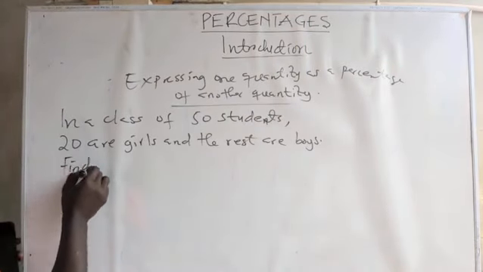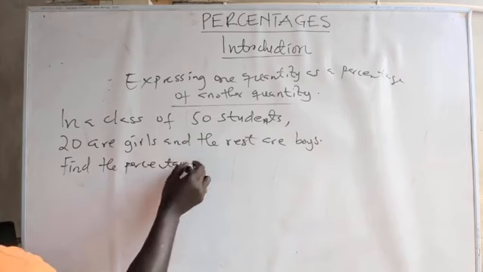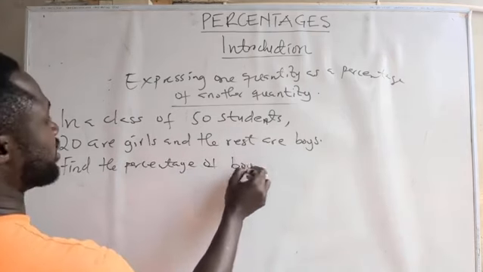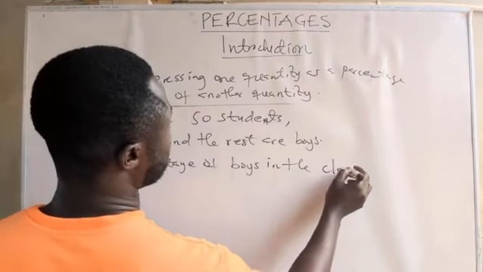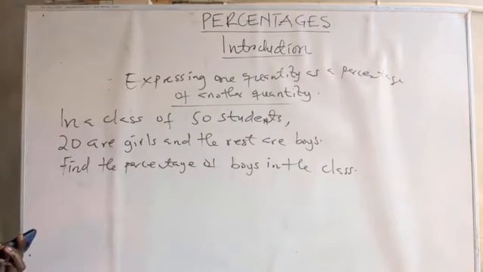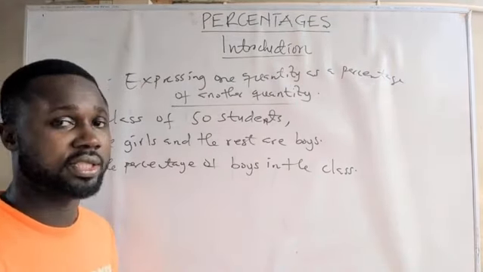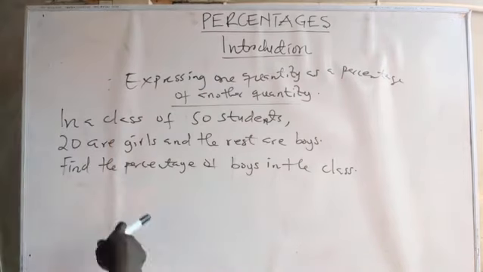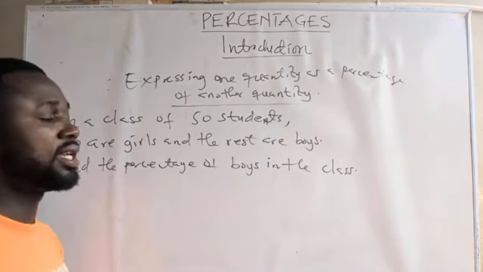Find the percentage of boys in the class. So we are expressing the percentage of boys to the total number of students in the class. In a class of 50 students, 20 are girls and the rest are boys. Find the percentage of boys in the class.